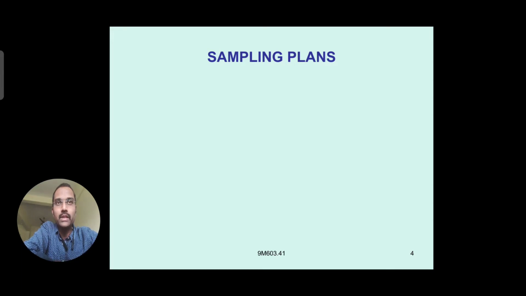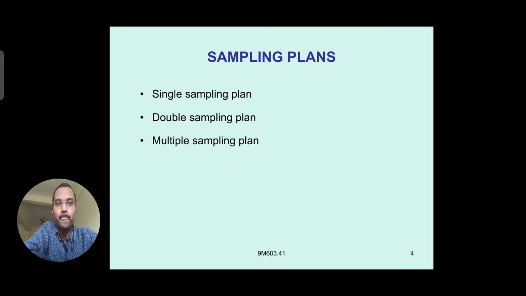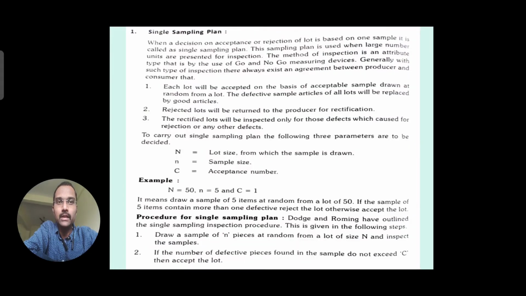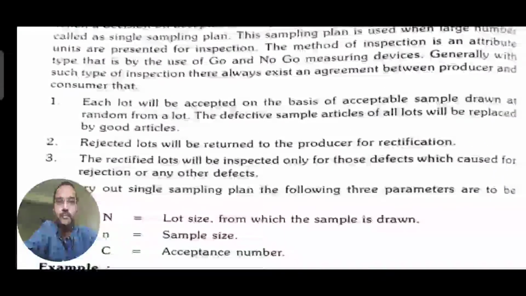First we discuss the single sampling plan. These are the different techniques followed for acceptance or rejection of a lot: single, double and multiple sampling plans. In this class we are going to discuss single and double sampling plans. So let us focus on the first one, the single sampling plan.